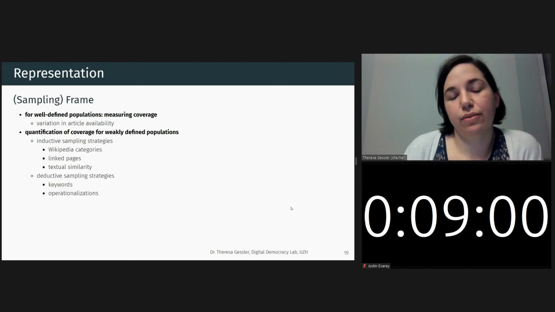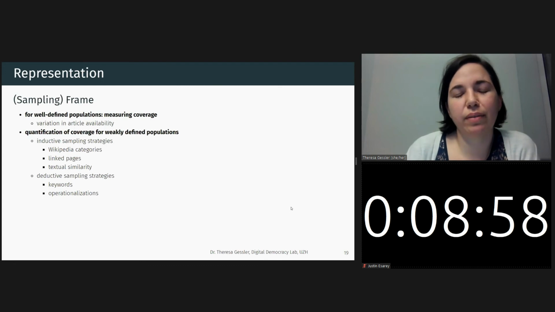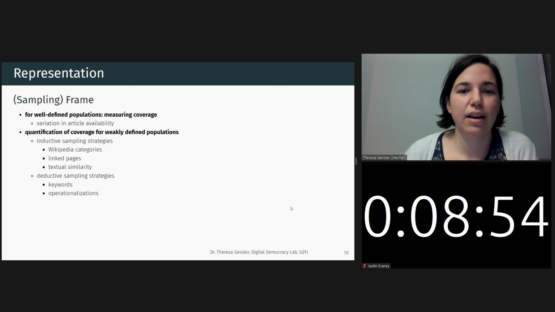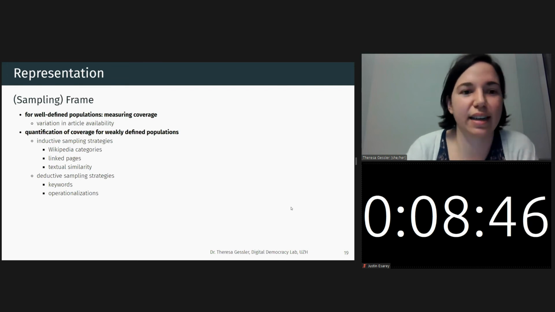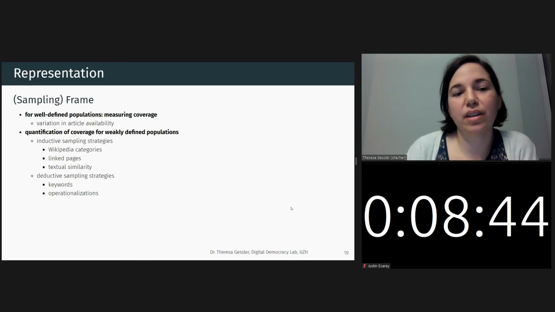For weakly defined populations, so for example, when we want to study activists or when we want to study policy issues, things become a bit more tricky. And here, so far, the literature has used inductive sampling strategies, sometimes deductive. So basically using Wikipedia categories or lists.